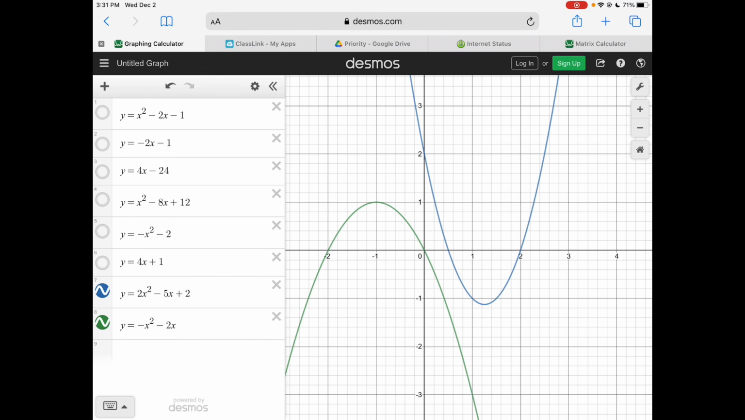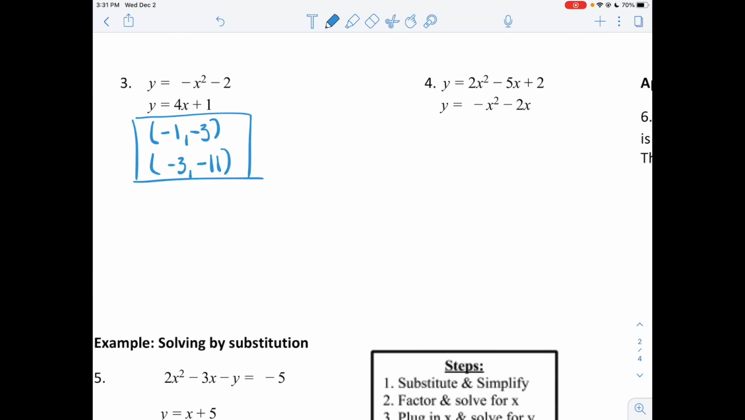So if there is no place that they cross and have an intersection, then that means that there's no solution. To finish out this set of problems, we will say that we have no solution to this system because the 2 parabolas never crossed.